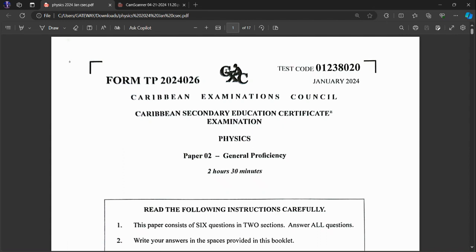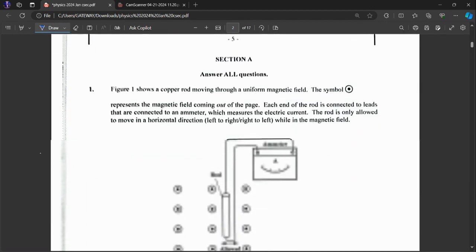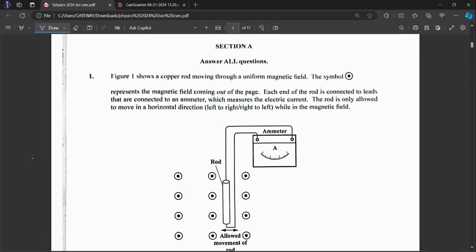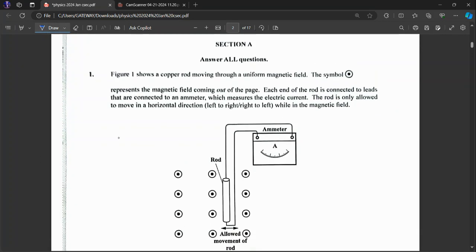All right. So this is the January 2024 paper 2 physics. Let's get into this paper. Question 1 reads as follows. Figure 1 shows a copper rod moving through a uniform constant magnetic field.